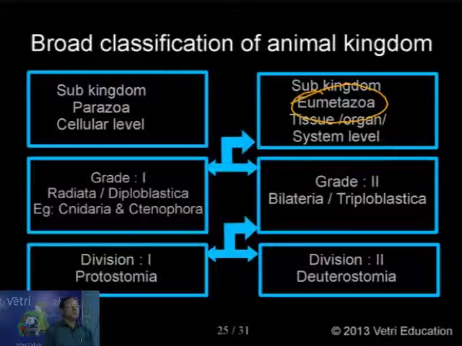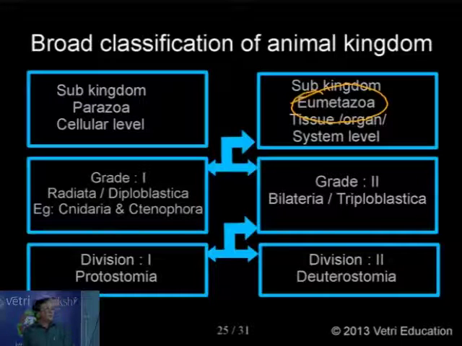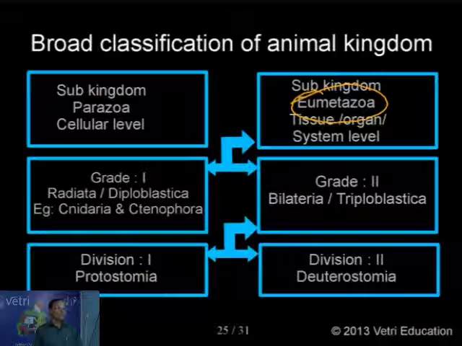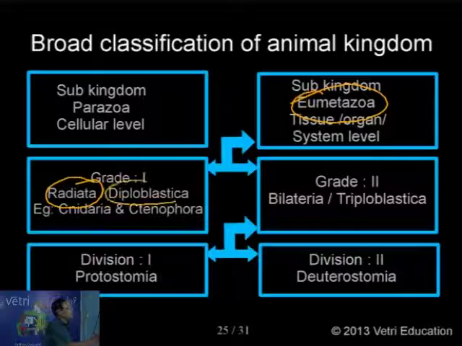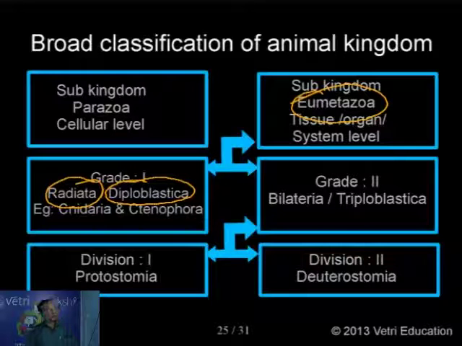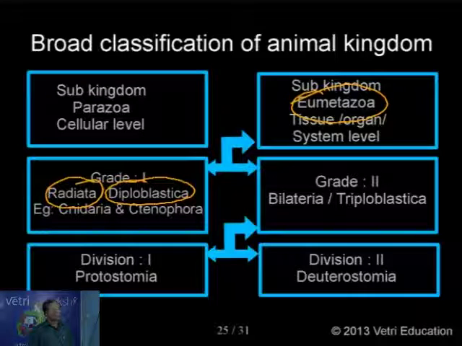Now this subkingdom is once again broadly classified into two grades. This is based on the nature of the symmetry as well as the nature of the body wall, the germ layers. Grade number one, you have radiata. This group includes animals having radial symmetry. That means the body can be cut into equal halves in any plane. At the same time, these organisms have a two-layered body wall, the germ layers, namely outer ectoderm and inner endoderm. Hence, they are also called diploblastic animals, the group Diploblastica.